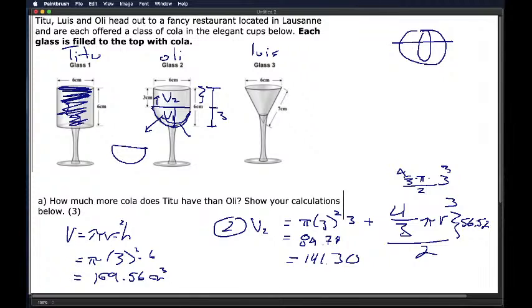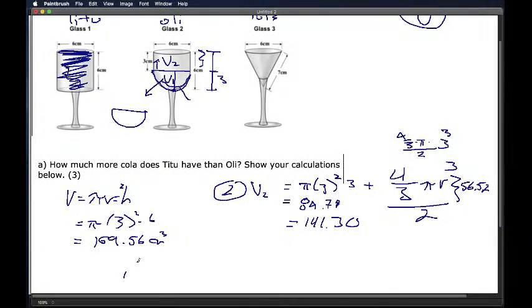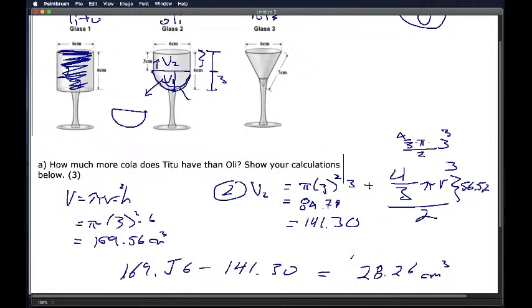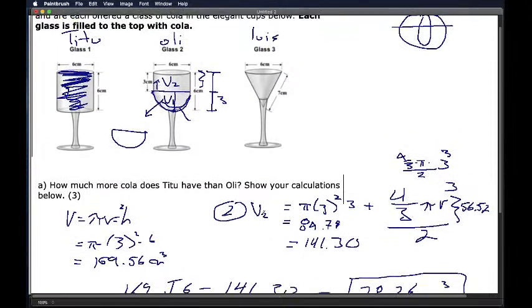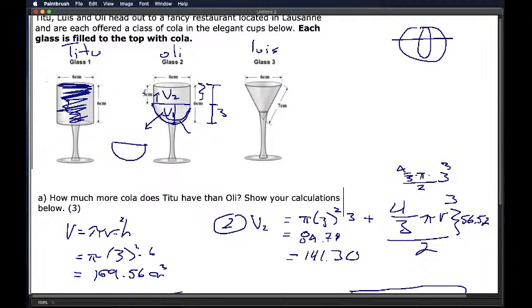So if I take 169.56, subtract 141.30, you end up getting, in this case, 28.26 centimeters cubed. So that's how much more Coke T2 has than Ollie.